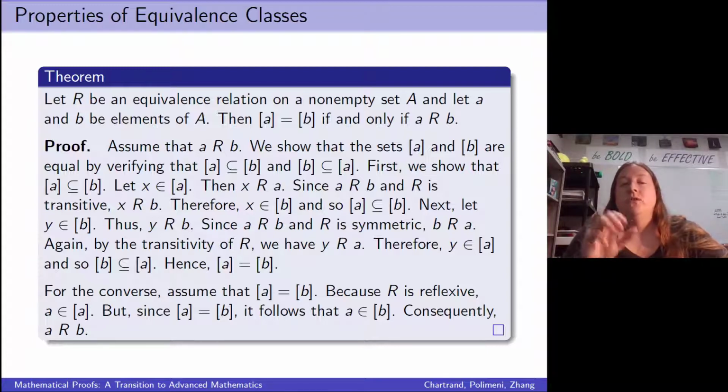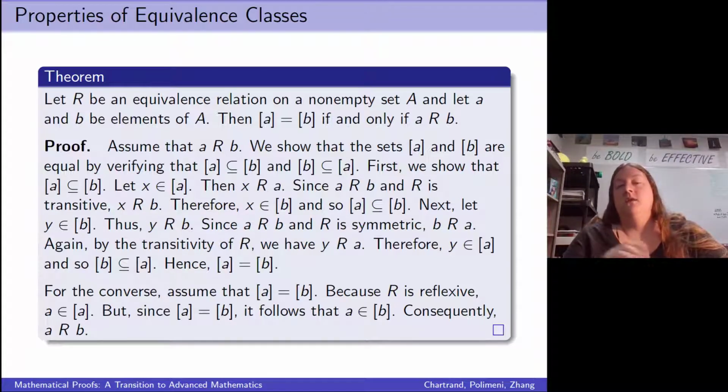Now, remember, an equivalence relation means that the relation is symmetric, transitive, and reflexive. So we'll be able to use those three properties throughout our proof, since R is an equivalence relation. We have a biconditional to prove, so we need to prove both directions of our biconditional. We'll start with the direction where we're going to assume that a is related to b.